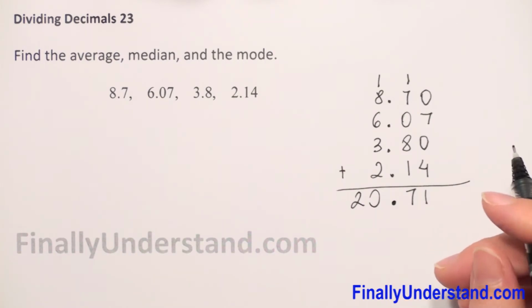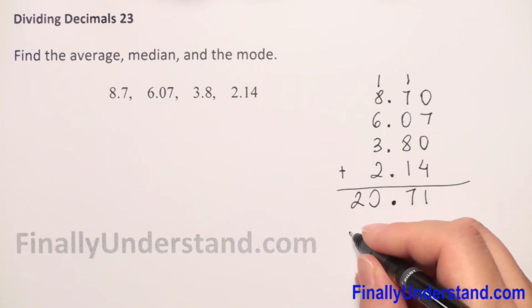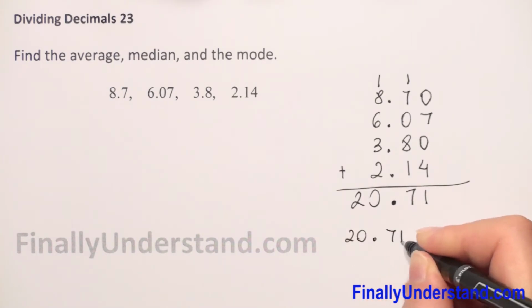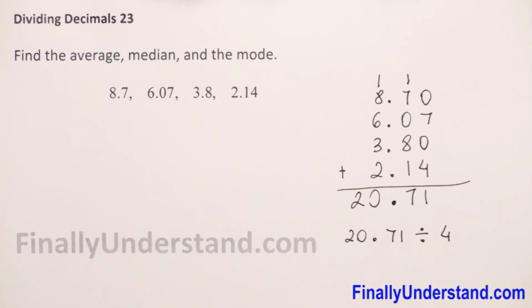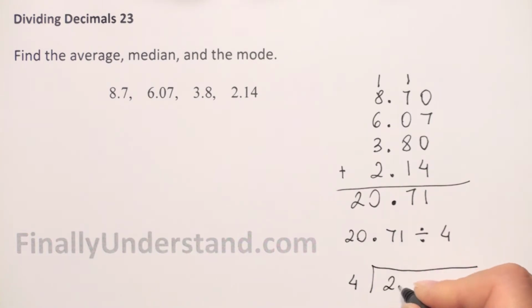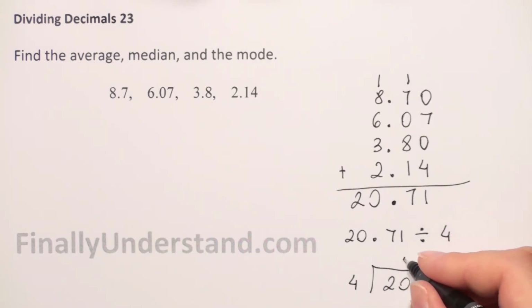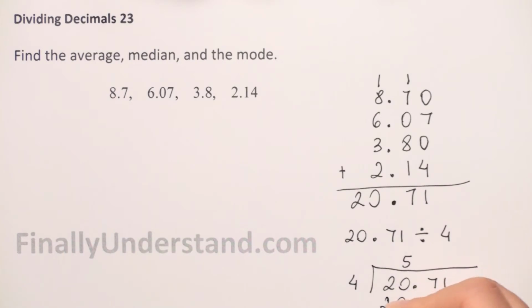Now we have to do long division. We have to divide 20.71 by 4, because we have 4 decimal numbers for which we have to find the average, and this will be the solution. The divisor is a whole number, so we can set up this long division: 20.71. So how many times does 4 go into 20? 5. 5 times 4 is 20.